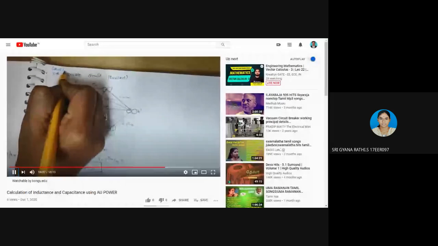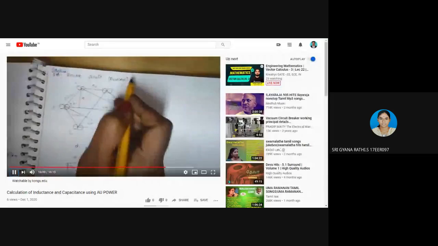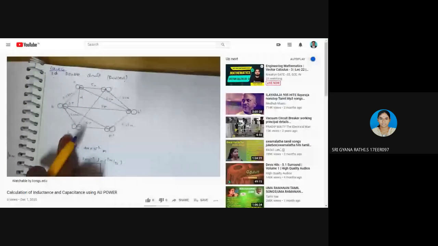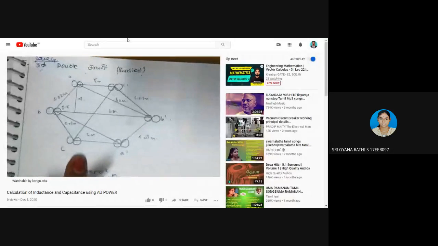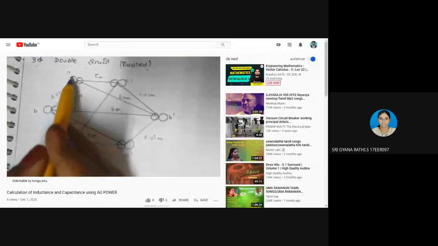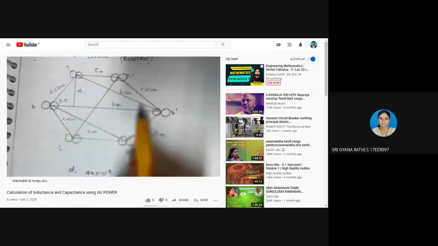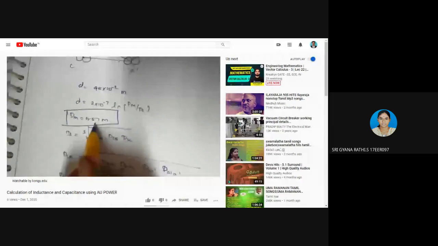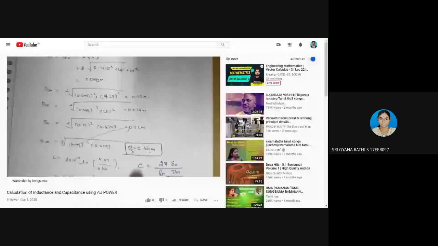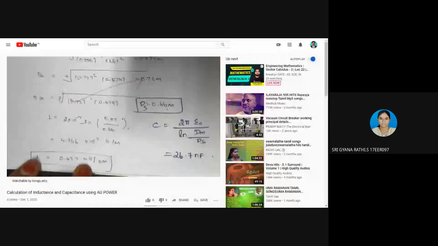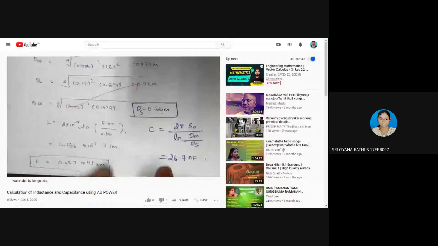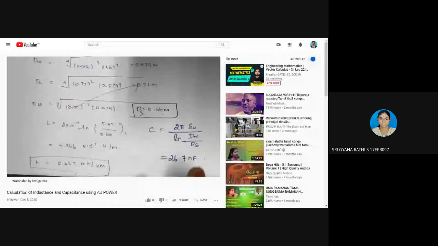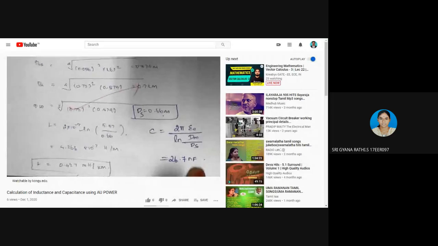Case 4, 3-phase double circuit bundle. As in the previous problem, we are going to take this same configuration. Only thing going to vary is the 2 bundled conductors for each phase. So in this case, DM 5.5 will be changed as 0. If you substitute, you will have 0.427 millihenry per kilometer, and capacitance 26.7 nanofarad. So this is for case 4, 3-phase double circuit bundled conductor.